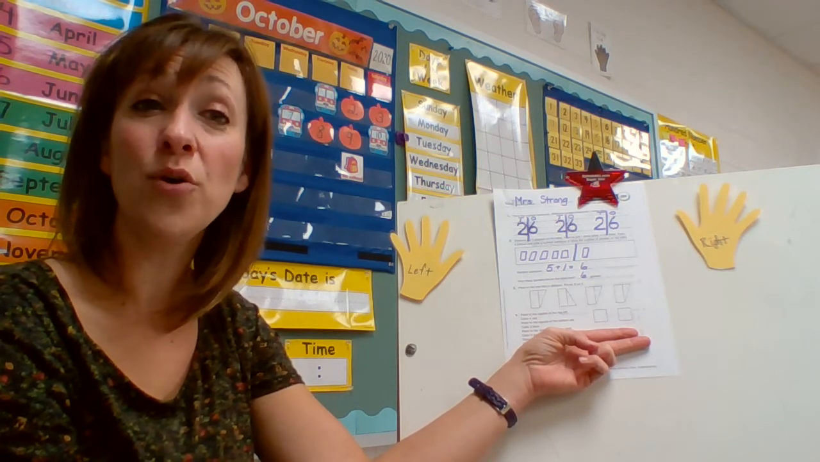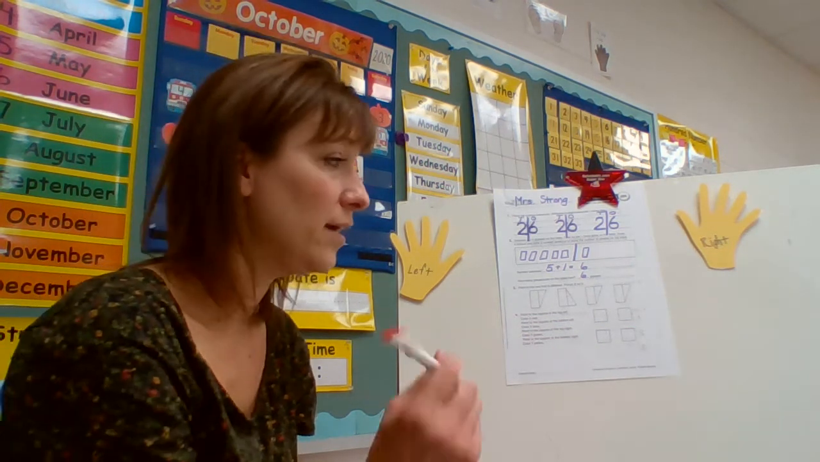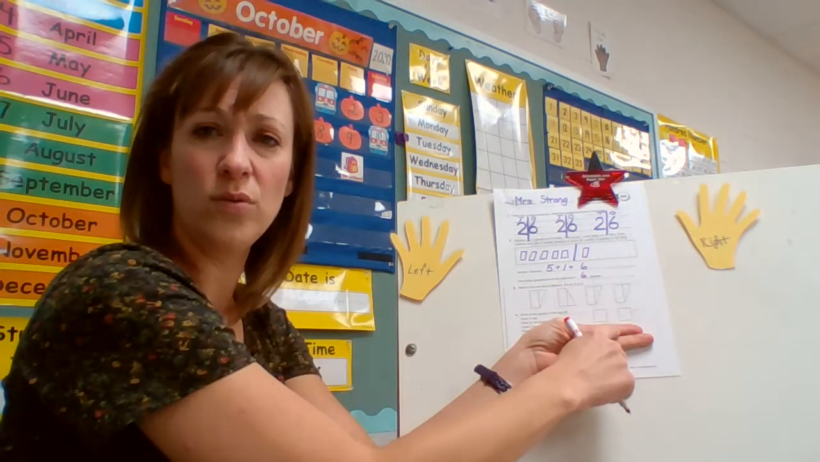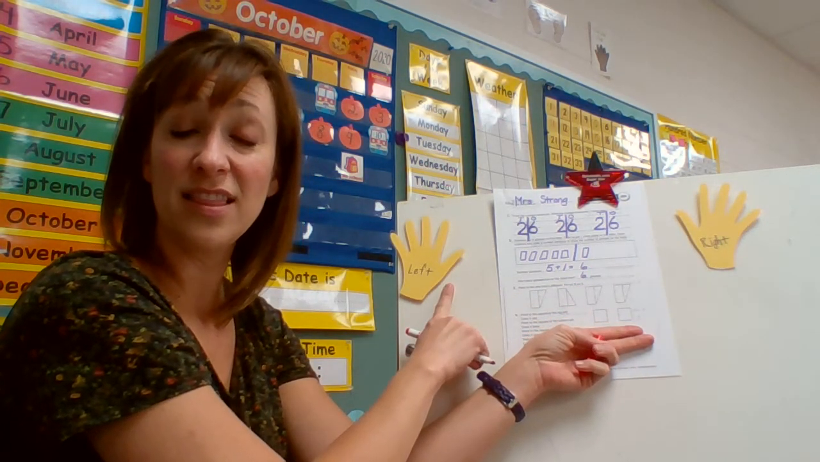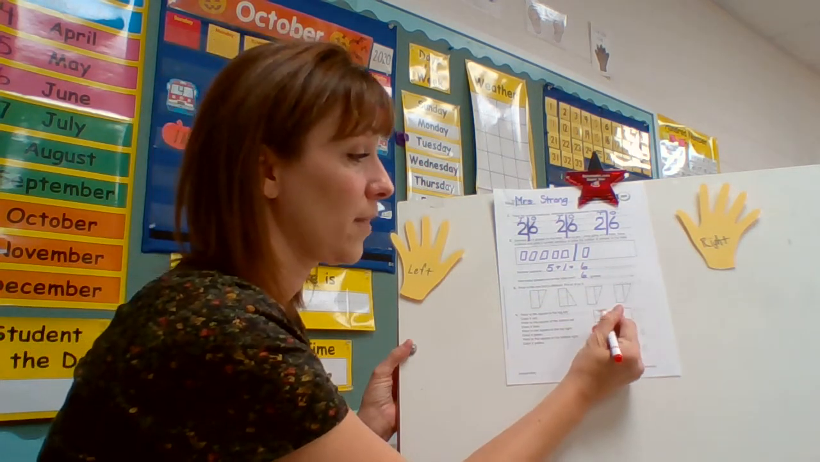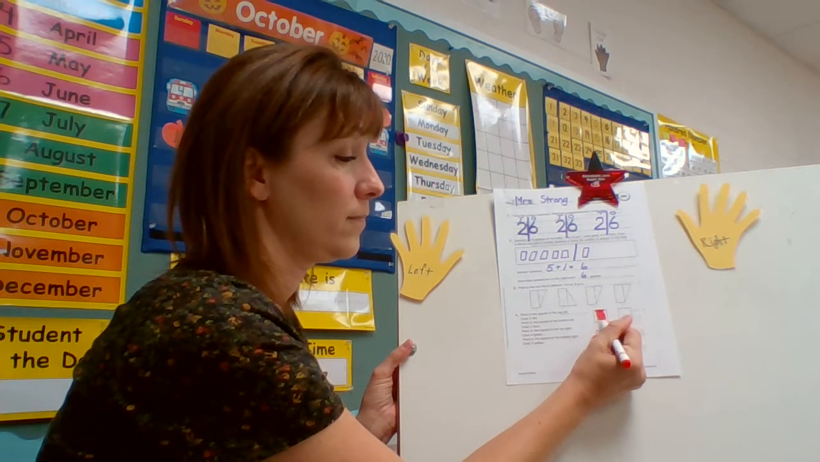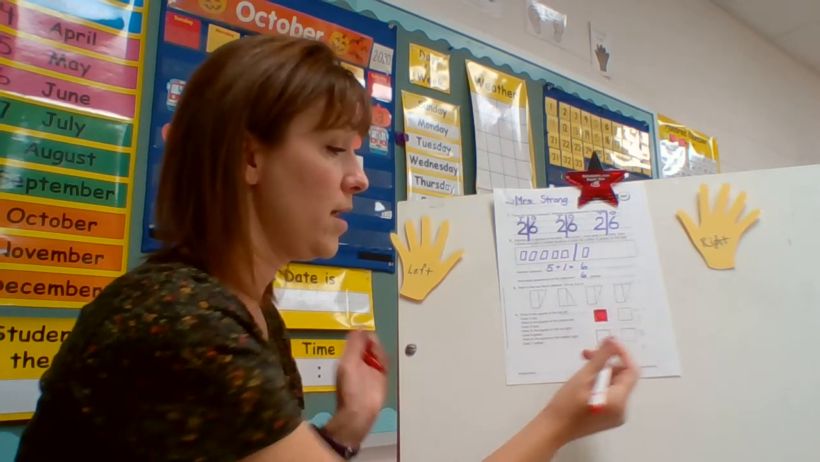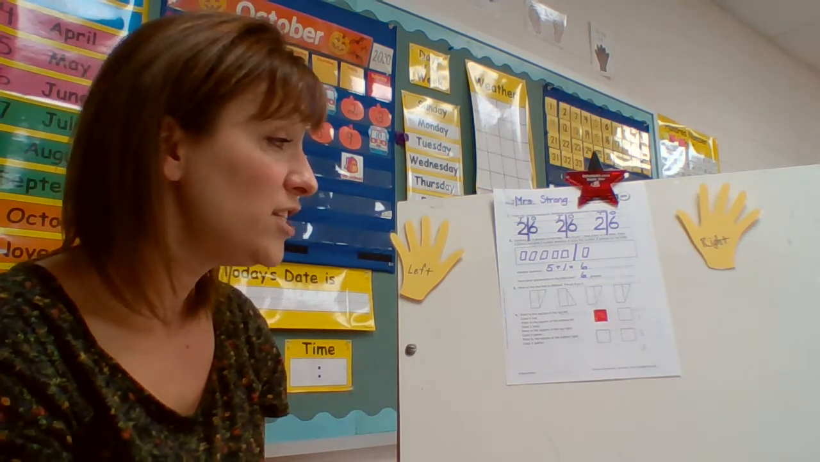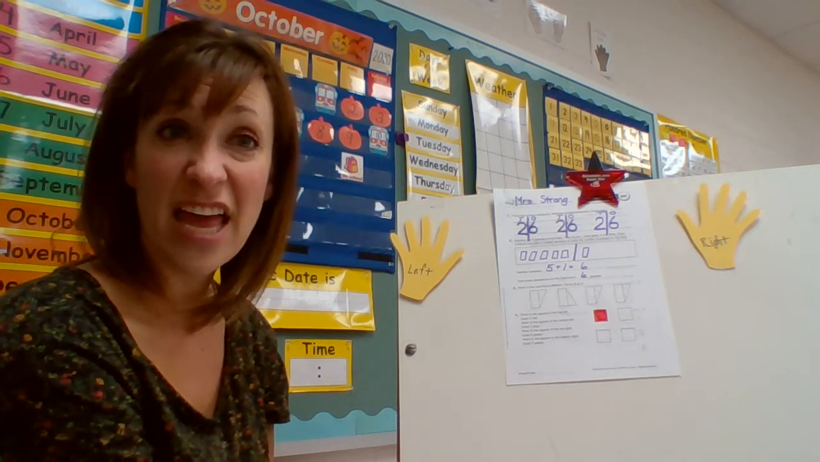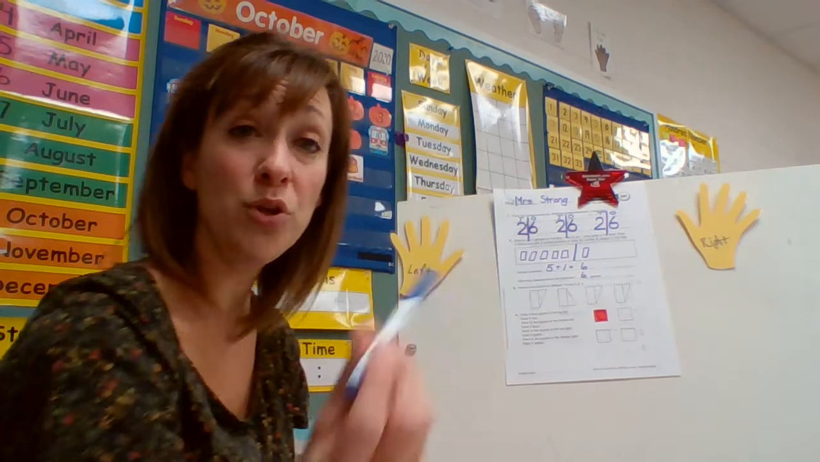Color that one red. Okay, here's the top. Is this one closest? No, this one is closest to the left. So we're going to color this one red. Okay, it says, point to the square at the bottom left and color that blue. I'm grabbing my blue marker for you.